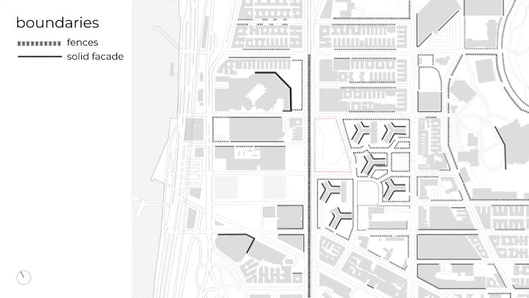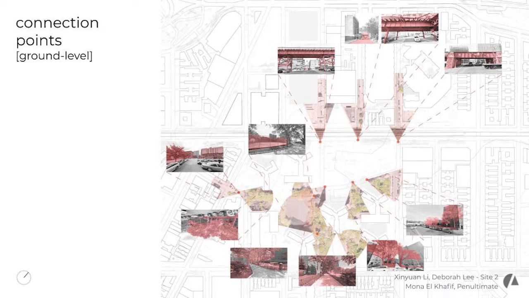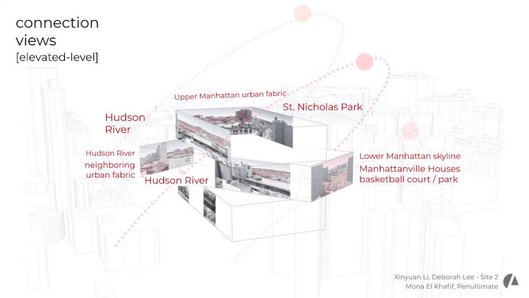To investigate different boundaries, we studied the physical boundaries set by fences and bare solid facades of tall or object-like buildings in the neighborhood. Then we looked into potential connection points that the pedestrian could experience at the ground level. We also looked into potential viewing spots to create connection at the elevated level, such as connection to Hudson River, glimpse to St. Nicholas Park, and Lower Manhattan skyline.